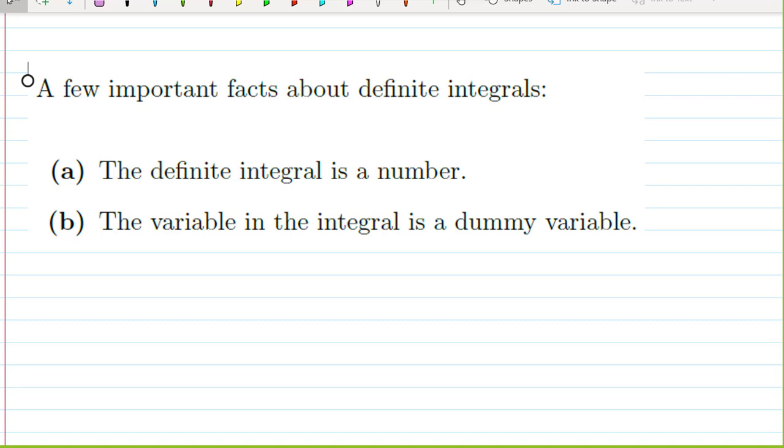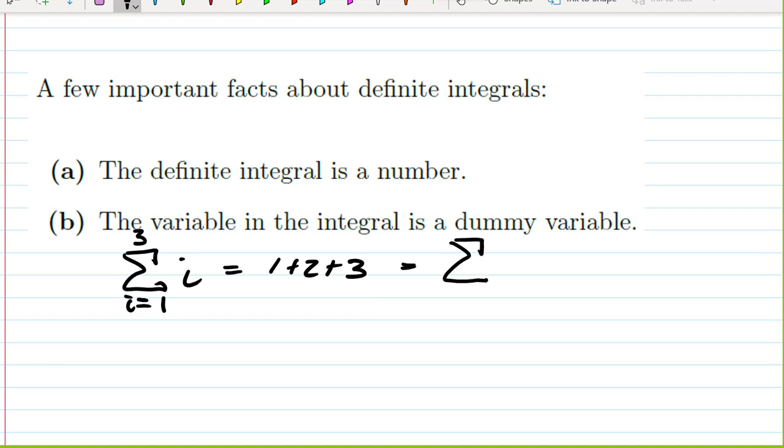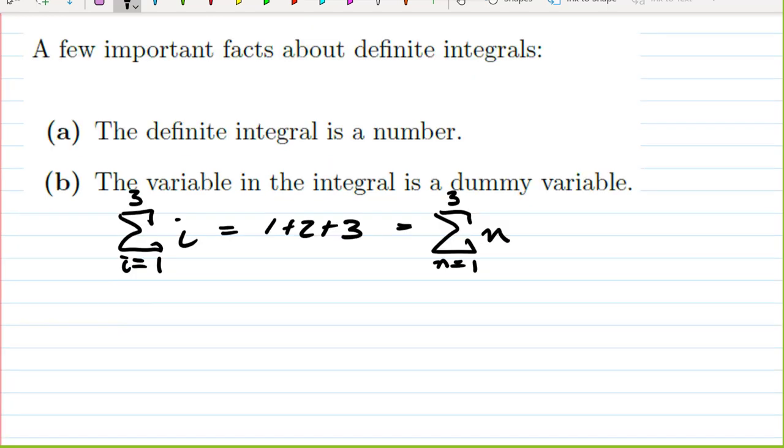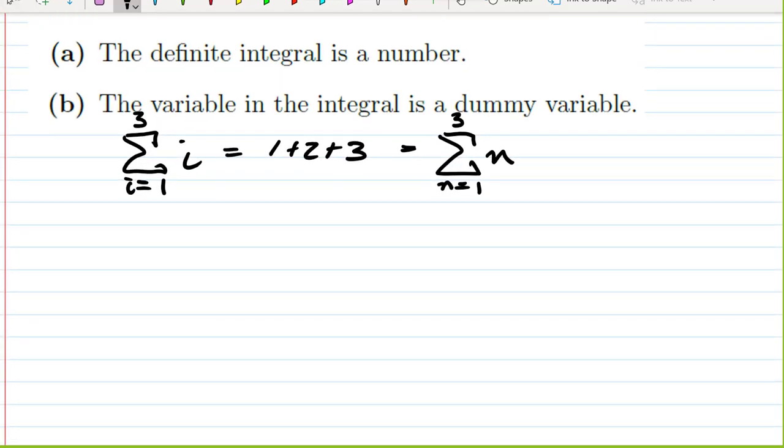And the second one is that the variable in the integral is a dummy variable. And this is the same as with the summation. So if we had the sum as i went from 1 to 3 of i, that equals 1 plus 2 plus 3. Well, that would also be the same as the sum as n went from 1 to 3 of n, because I would put in n equals 1, I would get 1, 2, 3 again. So in the summation, the index behaves as a dummy variable.